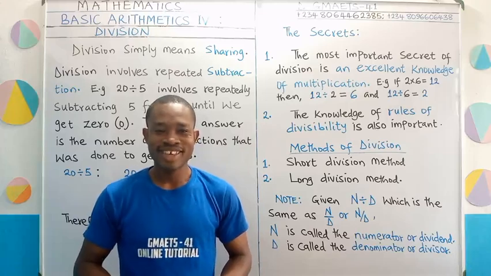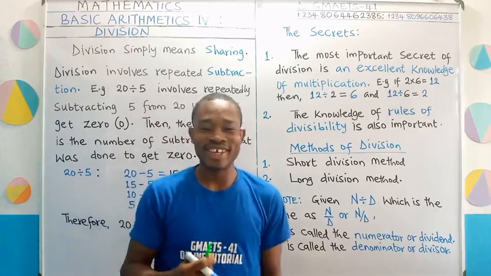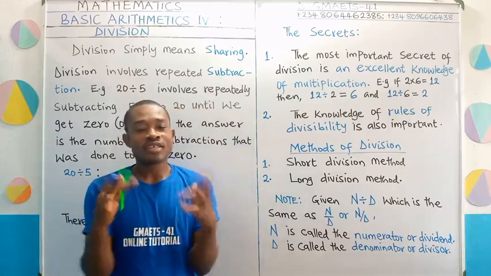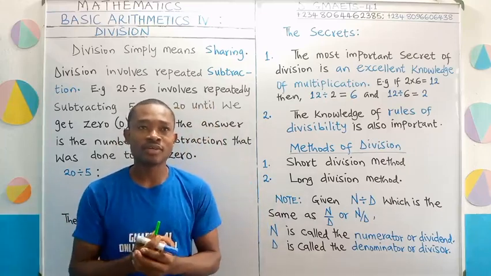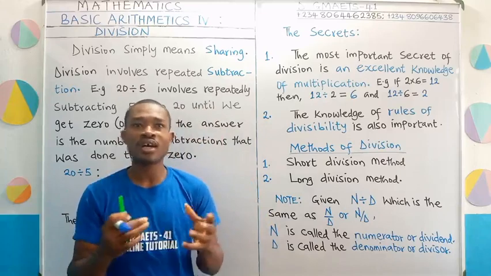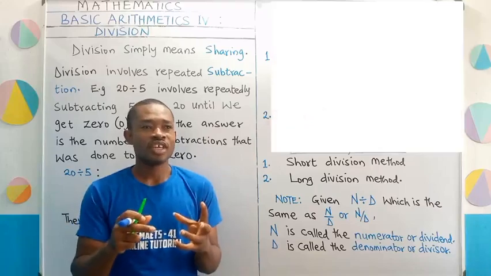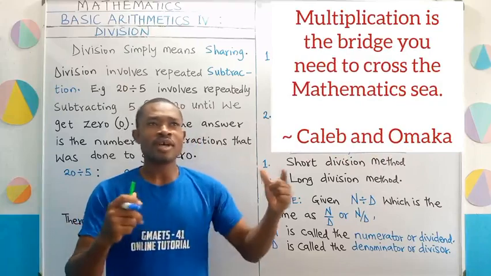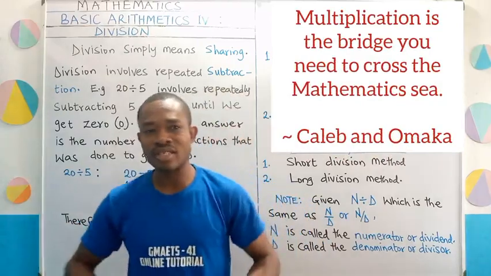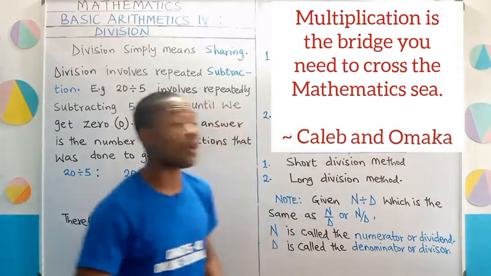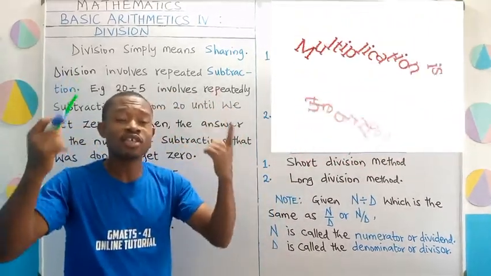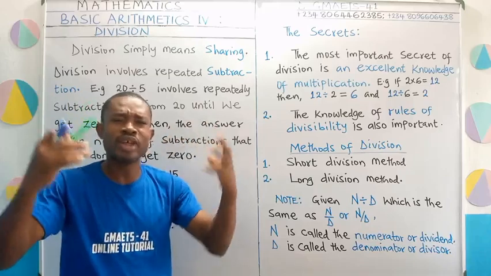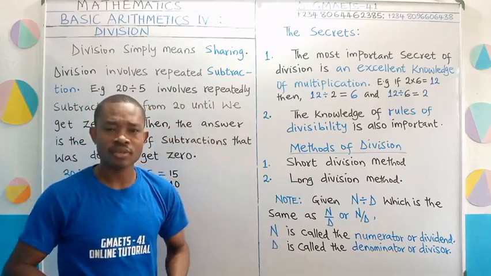It will help you. In fact, a little boy in basic 5, now he's just entering basic 5, said something after having our class. He said that multiplication is the bridge that we need to cross the mathematical sea. And like I said, mathematics is like a sea, very wide. Multiplication will help you a lot. It will help to improve your IQ, your intelligence quotient. It will help to develop your brain to think faster. Don't joke with multiplication.